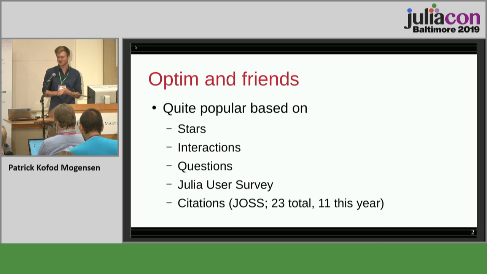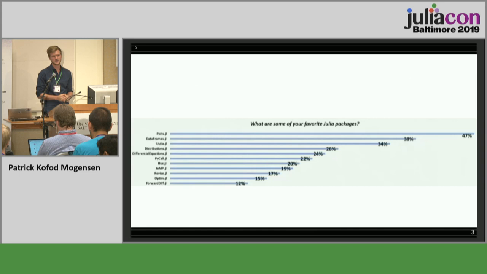Also, based on the Julia user survey, there was a question on what's your popular package, and we did quite well there. Some time ago, Asbjørn Riset Nielsen and I made a Journal of Open Source Software entry, which has been cited a number of times, and more and more each month, so that's great. This is hard to see because I could only get the screenshot from the YouTube video, but this is from the survey, and we placed 10th, which I think is nice. We're in between Revise and ForwardDiff, which is a pretty nice place to be.